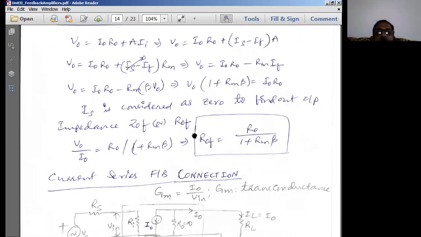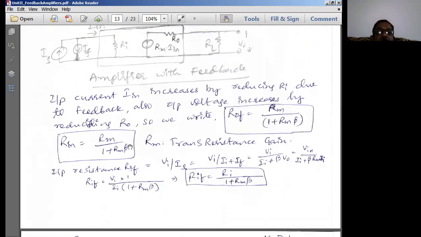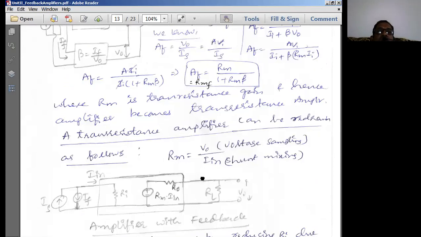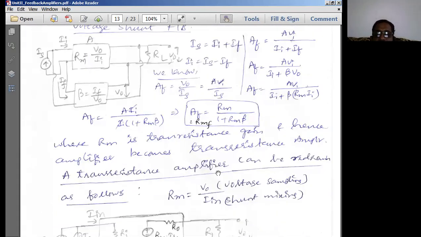That means the output resistance is also decreased. Output resistance is decreasing by a factor of 1 plus A beta. Input resistance is also decreasing by a factor of 1 plus A beta in the case of the trans-resistance amplifier, which is called the voltage shunt feedback amplifier.